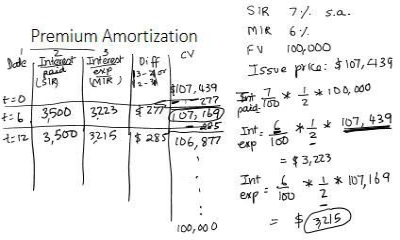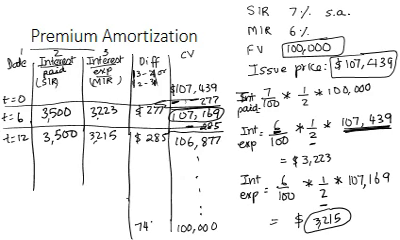The difference column finally will be 107,439 minus 100,000. So 7,439 is the premium to be amortized, and the interest paid will continue to be at 3,500 until maturity, and the interest expense will be calculated using market interest rate times half times the previous carrying value.